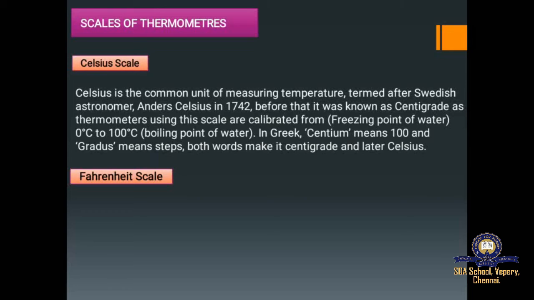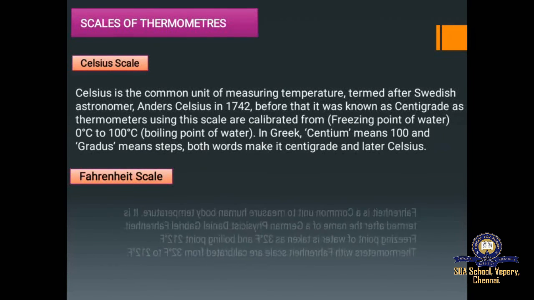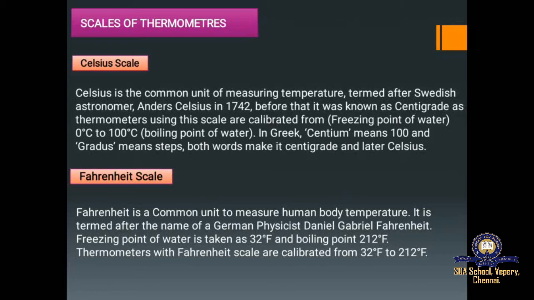Next is Fahrenheit scale. Fahrenheit scale is present only in clinical thermometer. Fahrenheit is a common unit to measure human body temperature. It is named after a German physicist, Daniel Gabriel Fahrenheit. Freezing point of water is taken as 32 degree Fahrenheit and boiling point is 212 degree Fahrenheit. Thermometers with Fahrenheit scale are calibrated from 32 degree Fahrenheit to 212 degree Fahrenheit.